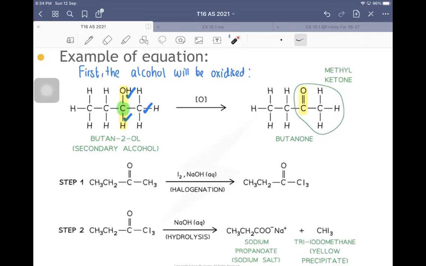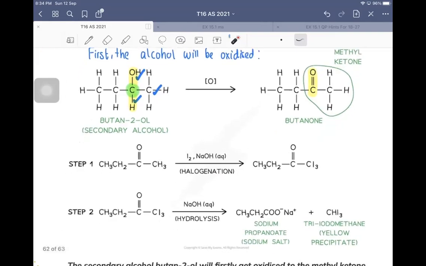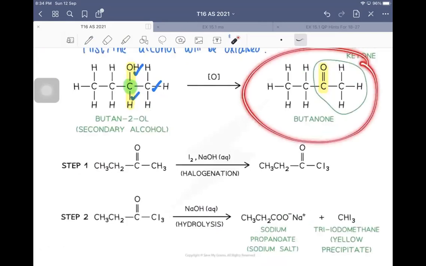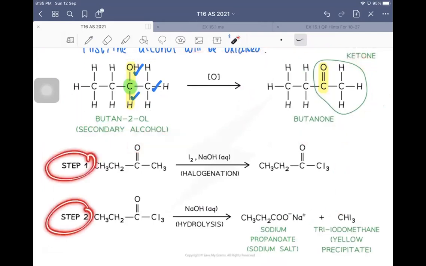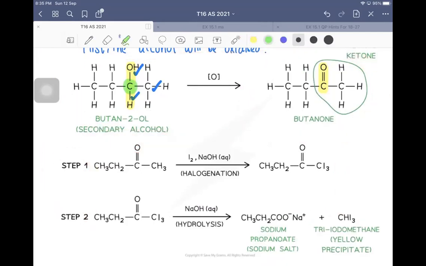Okay, so the first step is what we call the halogenoalkane. So your oxidized product of the secondary alcohol, which is your butanone, will then react with the alkaline iodine. So this is where the iodoform reaction is happening. Okay, this first part is strictly speaking not the iodoform reaction yet. That's just to convert your alcohol into a ketone, right? But step 1 and step 2 is where your actual iodoform reaction is happening.